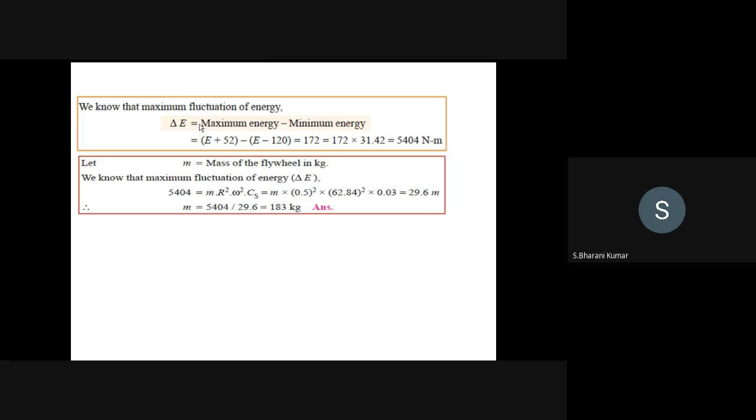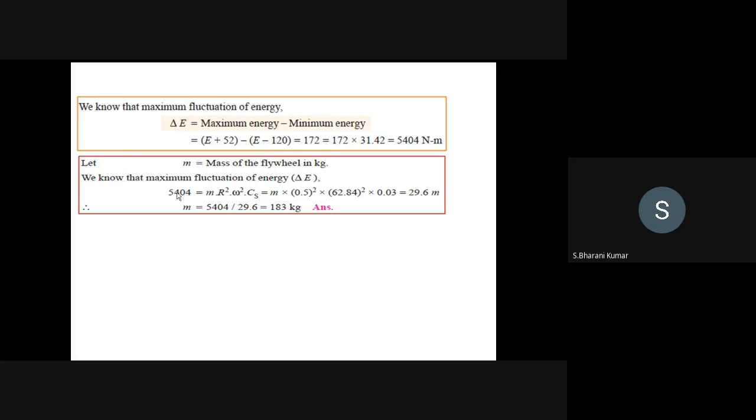So then you go for a formula. What is the formula? We already saw it in the last sum itself. Delta E equals m into k square omega square Cs. K is nothing but r. In the last problem we put it as k, where k is the radius of gyration. In this sum, only the radius r will be given, so k will be taken as r also.